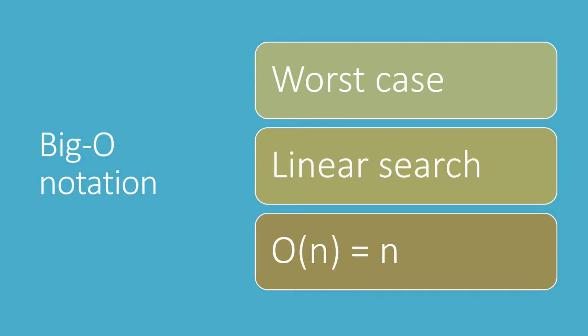But for now, suffice to say that when we're talking about the number of operations, we often talk about the worst case. And in the linear search, the worst case is n. We would write it as big O of n. That means it takes as many loops as there are values in the list to find the item that we want.